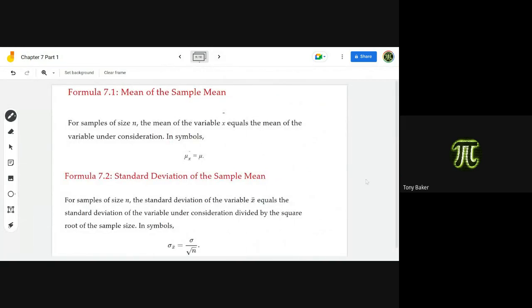So here are my 2 formulas. To do any of this, you have to be given some information about the mean, but you have to be given the population standard deviation. Your population mean will be the same as your sample means. Your standard deviation will be the standard deviation of the population divided by the square root of the number in your sample.